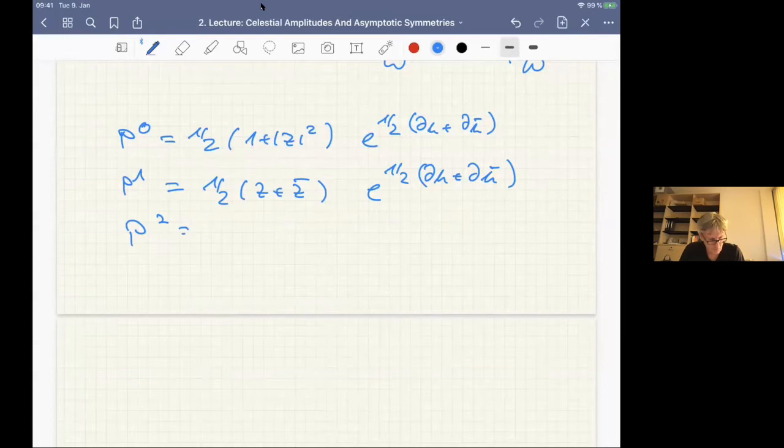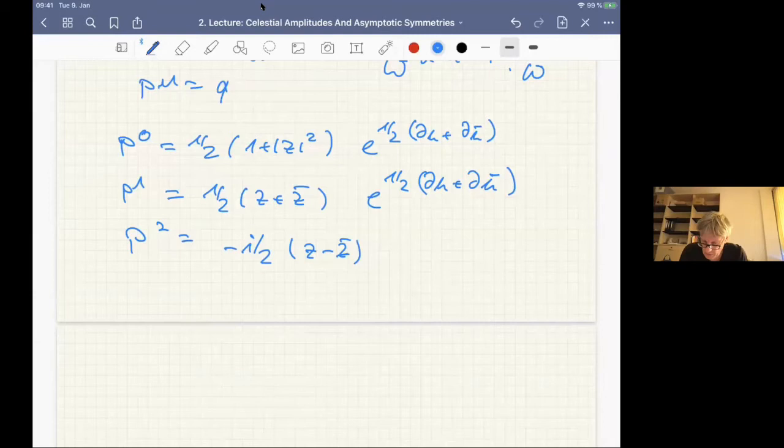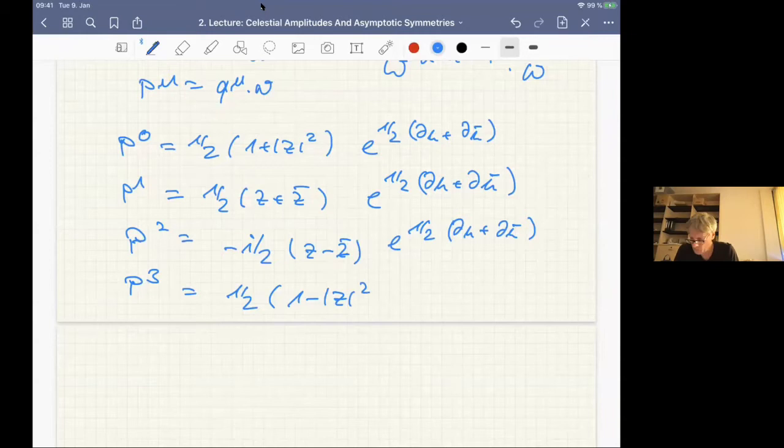And of course, that the C dependence is nothing else than what is in the Q. I mean, we have Q mu is Q mu times omega. So this is just the C dependence. So this gives us the operator determining the momentum.